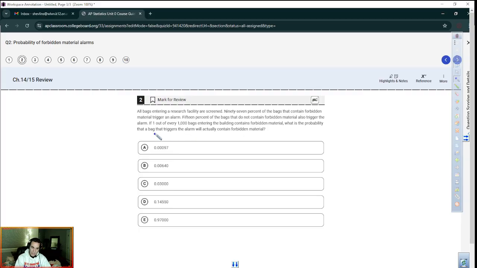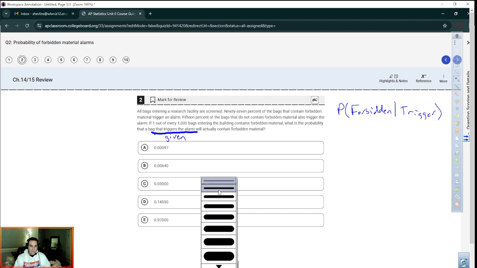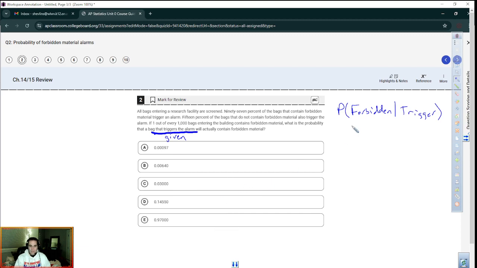So we know the bag triggered the alarm. That is our given. They told you the bag triggered the alarm. That is the given. So they are asking you to calculate the probability that the bag actually contains forbidden material, given that it triggered the alarm. So that's the first part.